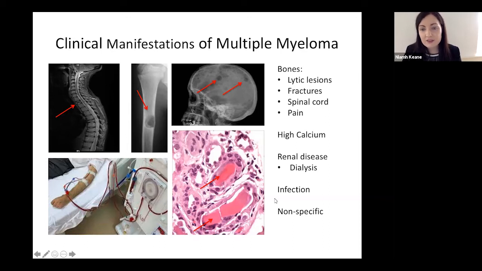The other big implication of multiple myeloma clinically is infection. And this is because we lose our normal polyclonal immunoglobulins, or our memory of our past infections, when we develop multiple myeloma. Unfortunately, a subset of patients with multiple myeloma have very non-specific features, and this can make diagnosis difficult.